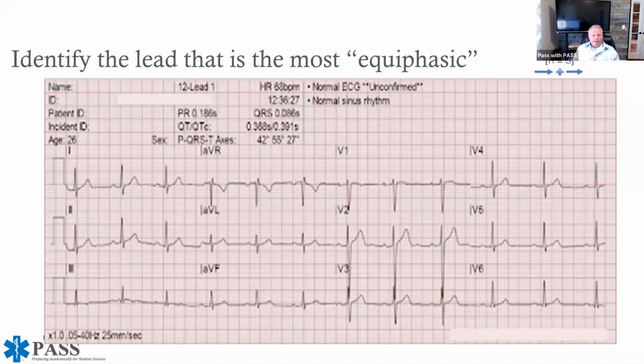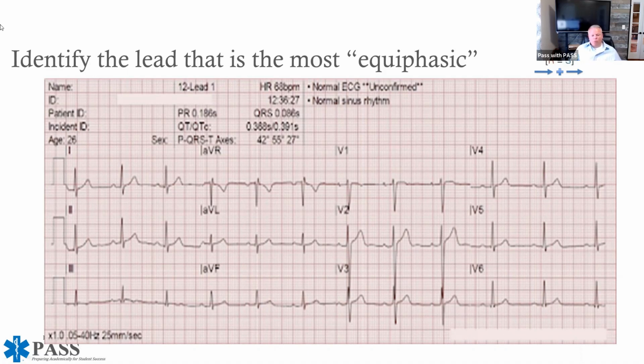So equal, if I look in leads 1, 2, 3, AVR, AVL, and AVF, which one of those is the most closely going above the isoelectric line and below the isoelectric line? So the R wave going above and the S wave going down. And I'll just give you this as an example.